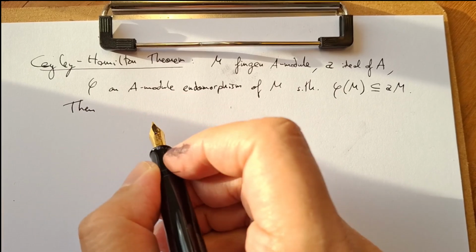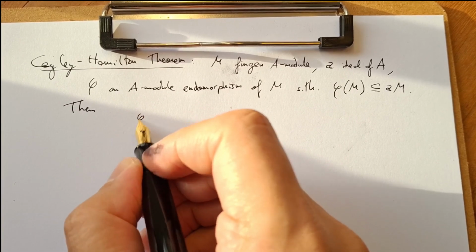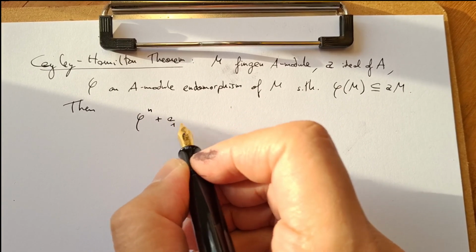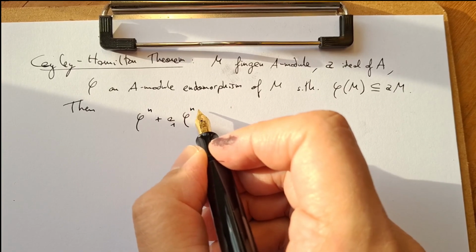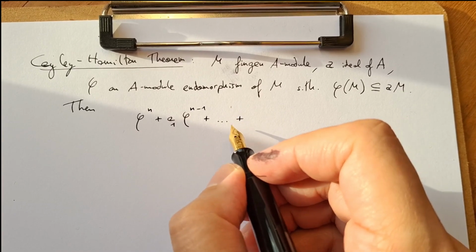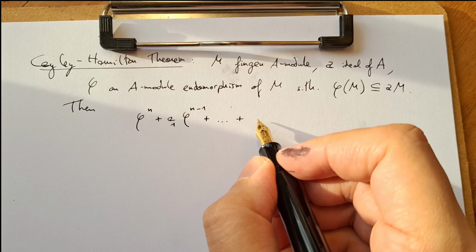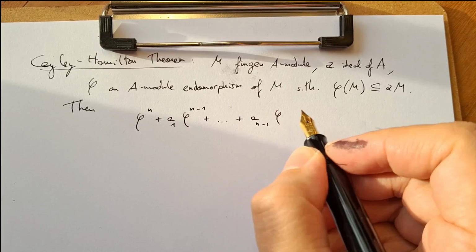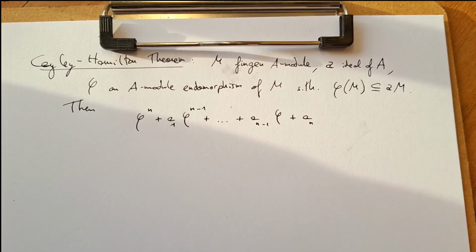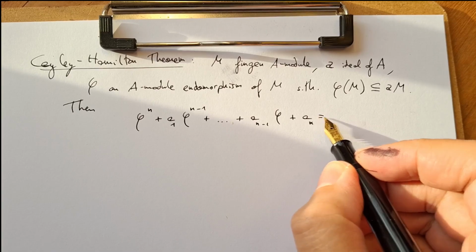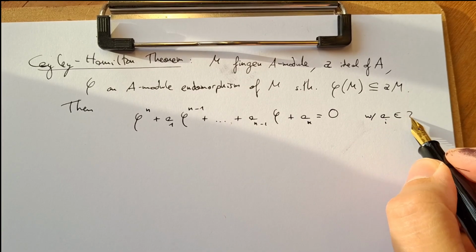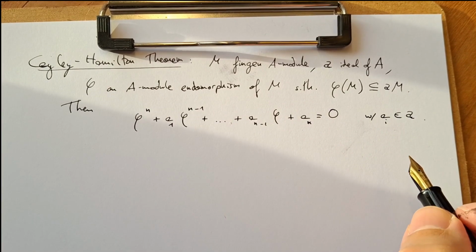Then psi satisfies the following equation, which is psi to the power of n plus a1 multiplied by psi to the power of n minus 1, plus a lot of other coefficients and terms, plus a(n-1) psi to the power of 1 plus an, and this equals 0, where all the a sub i's are elements of the ideal a.